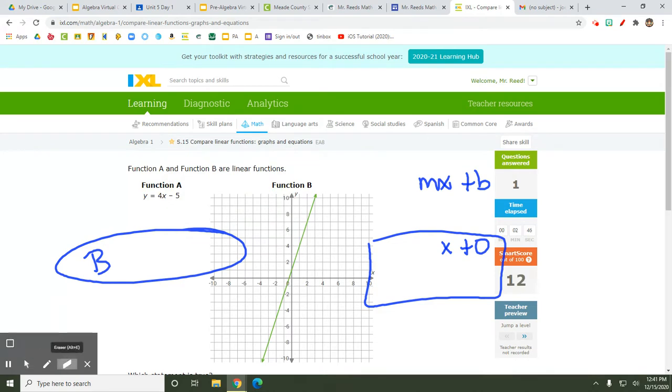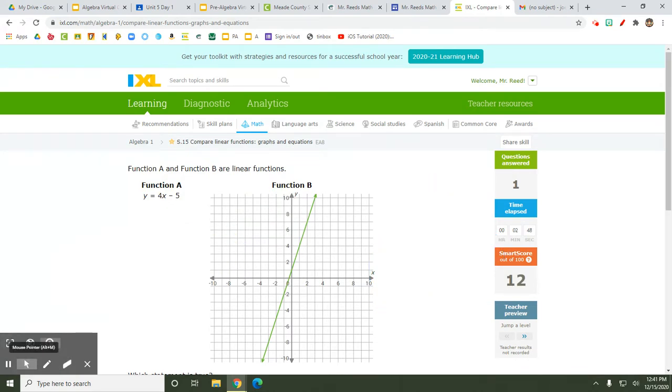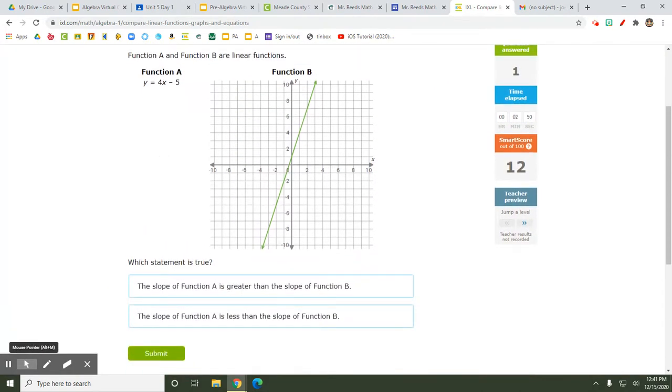Fantastic. Let's look at this one. We'll do another example here. These are kind of difficult. So again, we can graph it. So if I graph this so I can get a visual for function A, my y-intercept is -5, and my slope is going to be 4 over 1. So I'm going to go to -5, the y-intercept, and go up 4, over 1.